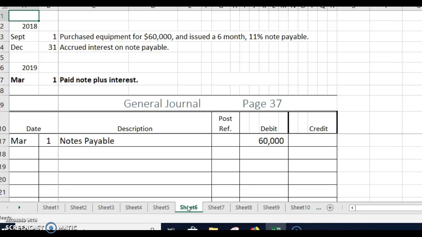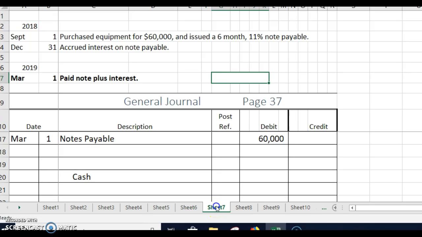Then when it comes time for the maturity date on March 1st, we're going to pay off the note, but we also have to pay interest on the note. So since we're paying the note, we'll debit notes payable for $60,000. We'll credit cash for the cash that we're paying. And we're not just paying the $60,000, we also have to pay the interest.